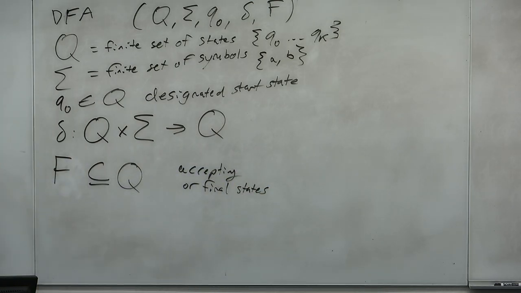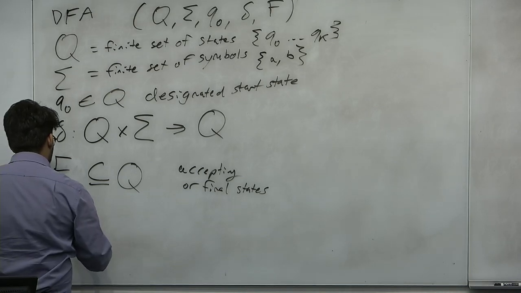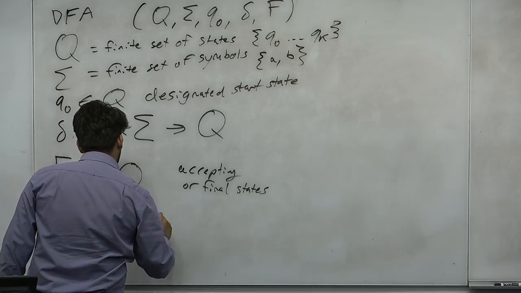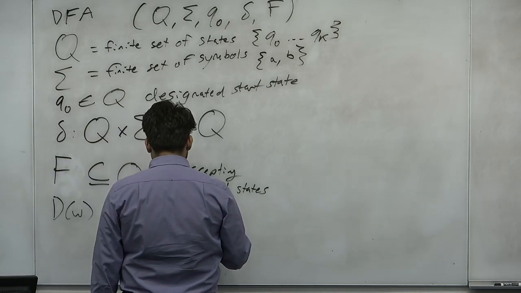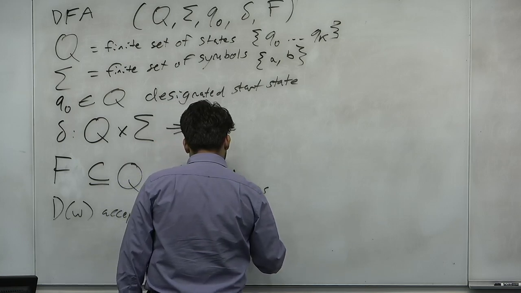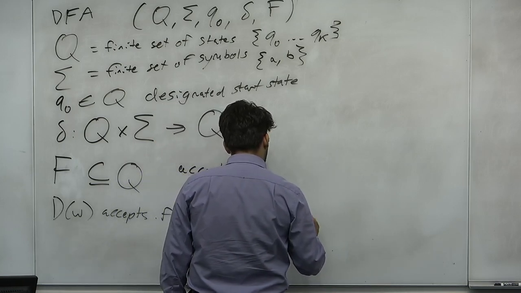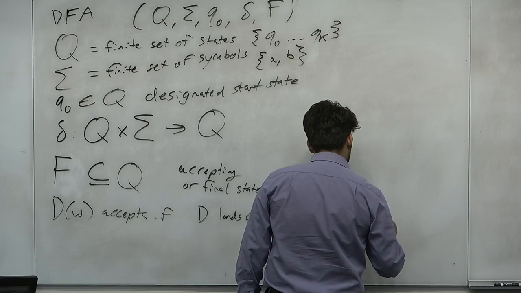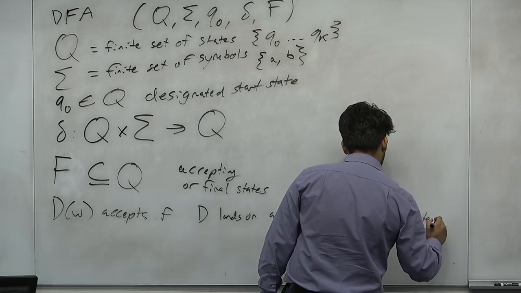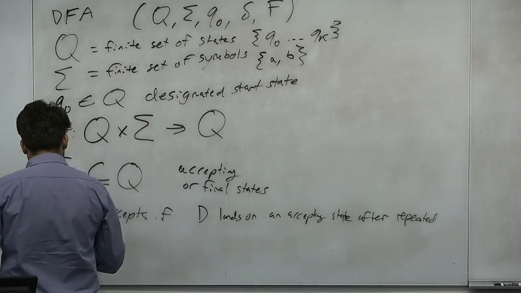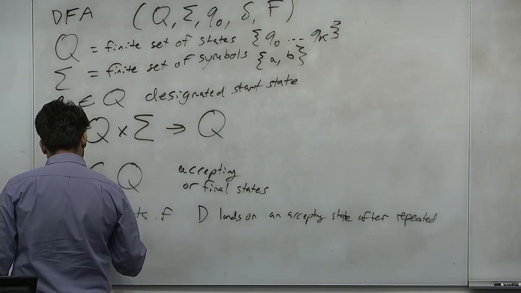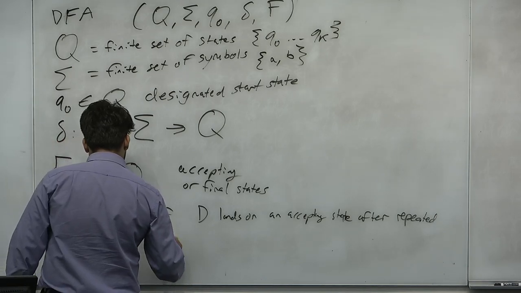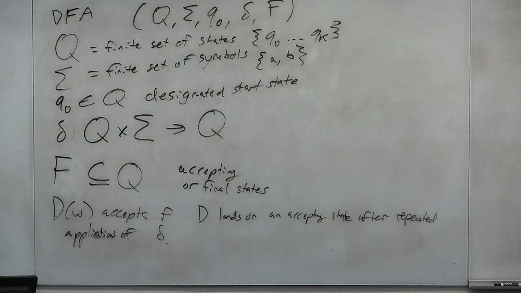Now, a DFA, how does a DFA compute? Where's the computation actually occurring? We say D on input W accepts if D lands on an accepting state after repeated applications of delta. So basically, you repeatedly apply delta to the DFA, and you will land on an accepting state.